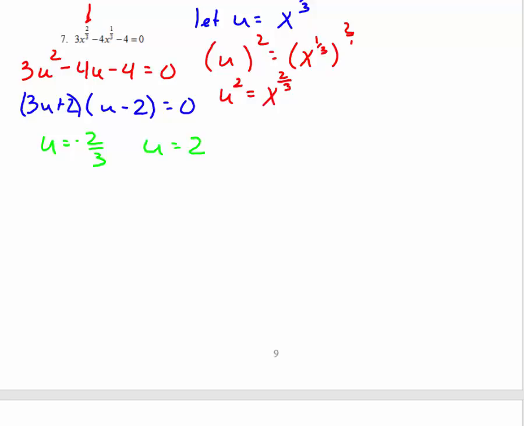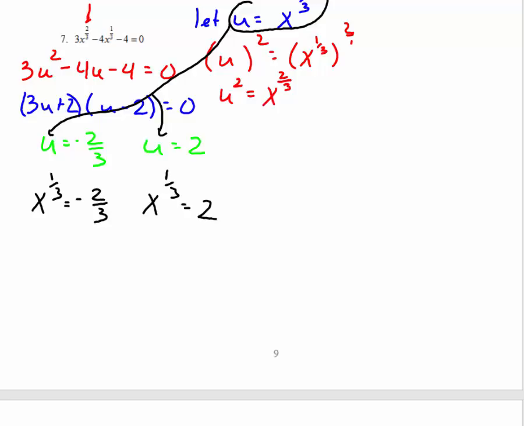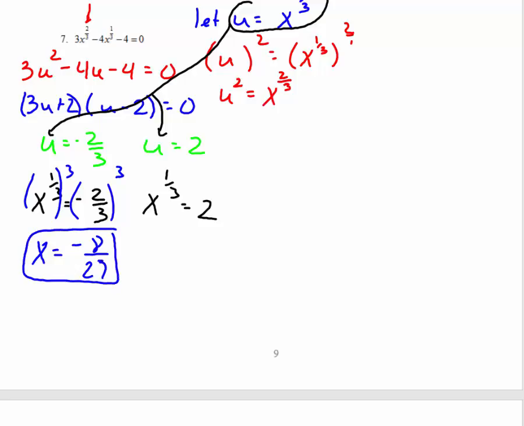Now remember, what did we say u was? Well, u was x to the 1/3, so I need to put x to the 1/3 back in for u. So x to the 1/3 is going to equal negative 2/3, and x to the 1/3 is going to equal 2. So how do we get rid of a 1/3 power? Well, we take it to the third power. So we're going to raise both sides to the third power. So 3 times 1/3 is just 1, so I just get an x. Now negative 2/3 raised to the third power is negative 2 times negative 2 times negative 2, which is negative 8, and 3 times 3 times 3, which is 27. So I get x equals negative 8 over 27.